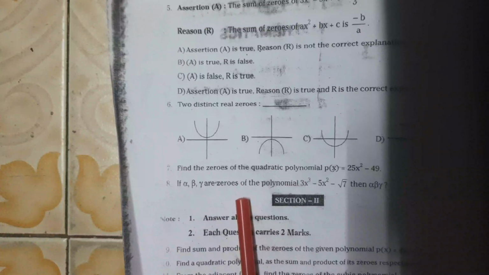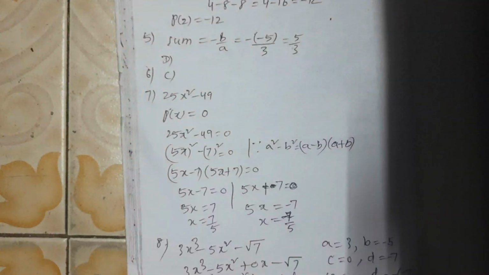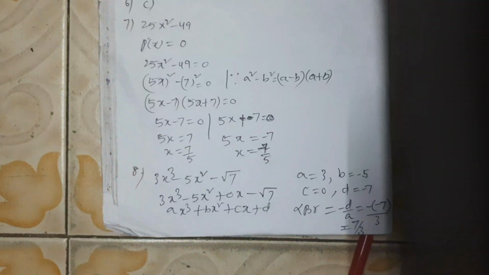Eighth one. What is the eighth question? If alpha, beta, gamma are zeros of the polynomial 3x cube minus 5x square minus root 7, then alpha beta gamma is asked. Here the x cube term is there, the x square term is there, the x term is not there, absent. In that place we will keep 0, and the constant value is minus root 7. Wherever the variable or constant or any number is not there, you can keep 0. I am going to explain that with the answer.